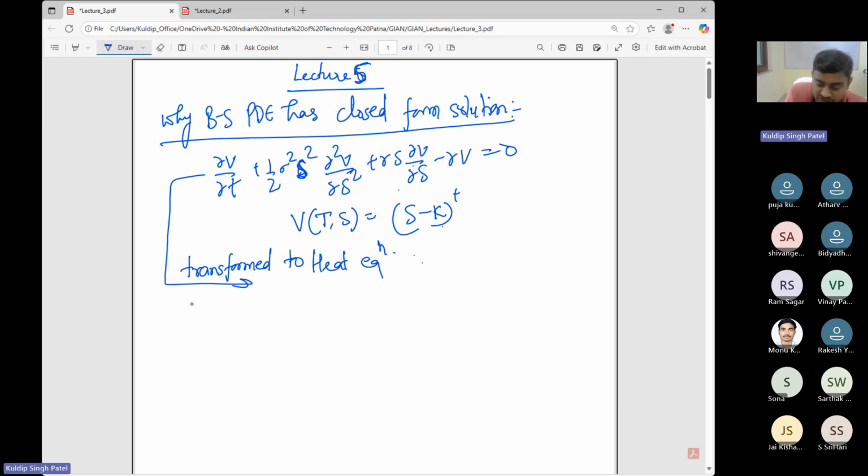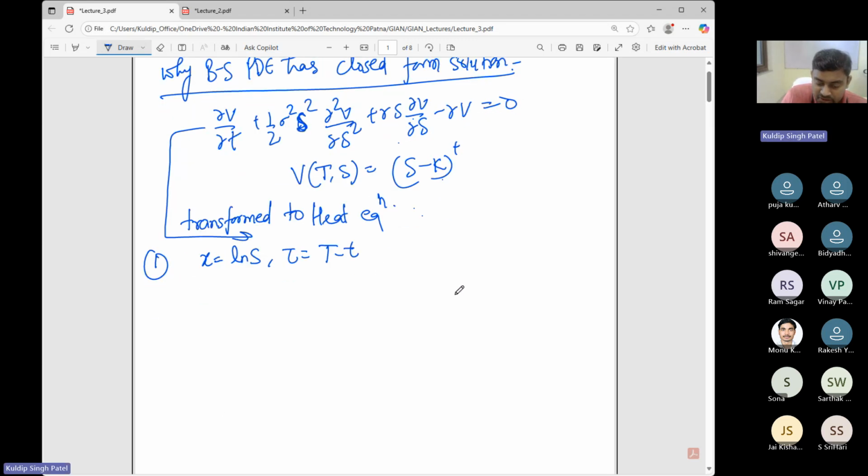So the transformation of variables, you know, right? We will convert from V to U, etc. So they took x equals log S, and tau equals T minus t. If you take these two simple transformations, right? Simple. So what does your equation become?